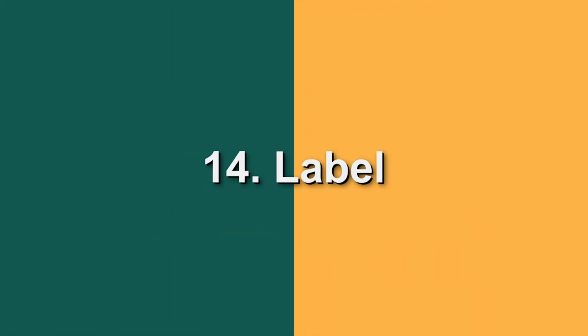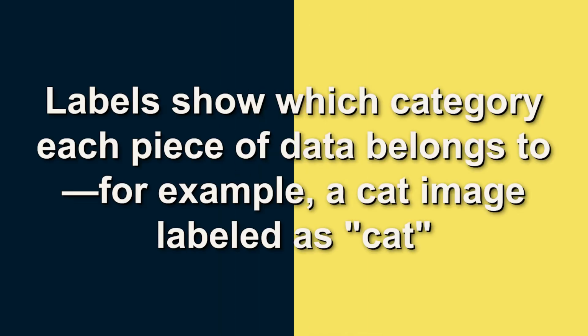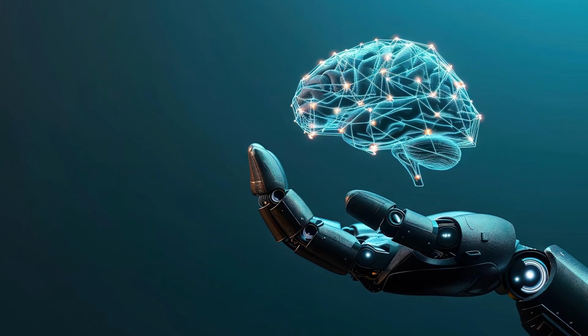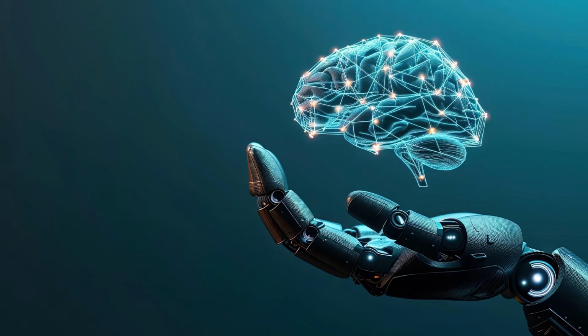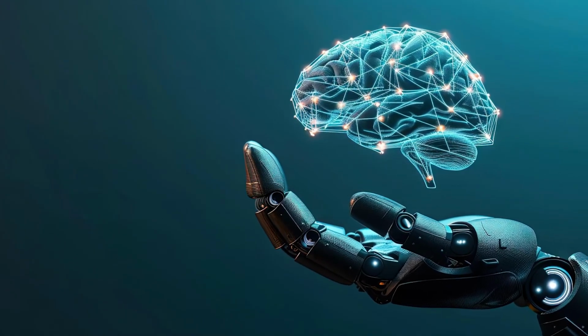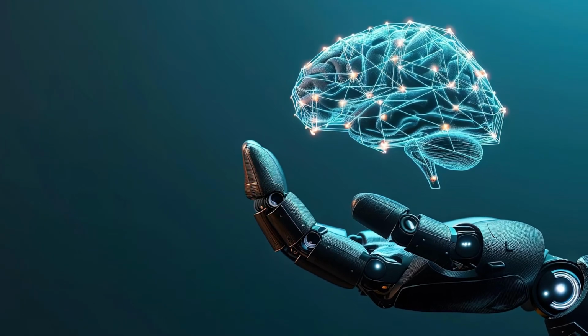14. Label. Labels show which category each piece of data belongs to. For example, a cat image labeled as cat. 13. Feature. Features are important characteristics of the data used for learning. For instance, in an image, the number of pixels or colors can be features.